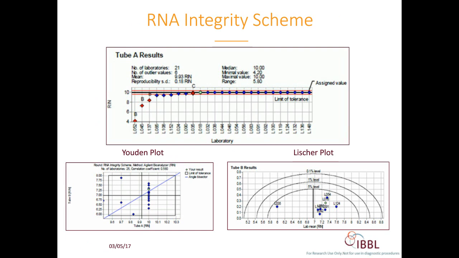The graph on the bottom left is called the Youden plot, and it allows us to estimate the random or systematic error in the measurements. The graph on the bottom right is called a Leisure plot, and it allows participants performing more than one repetitive measurement on the test items to assess the accuracy, which is the distance from the vertical line, and also the precision, which is the distance from the horizontal line, of their measurement method.